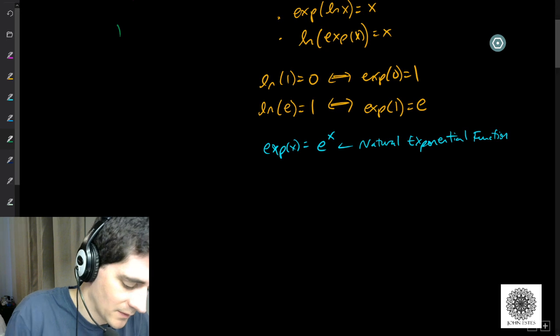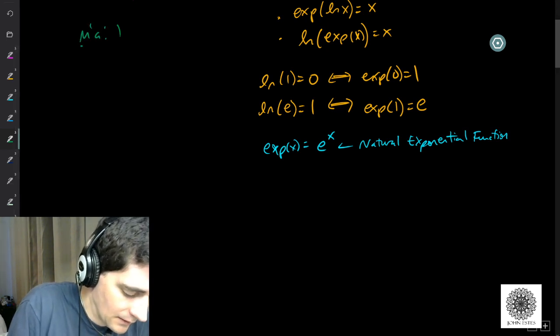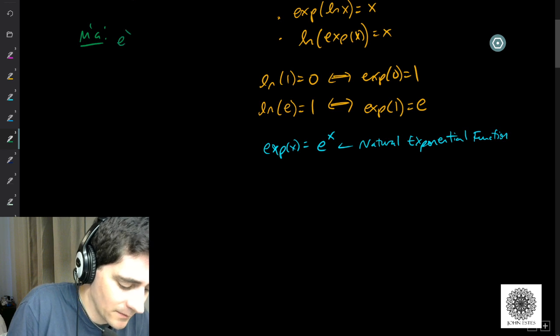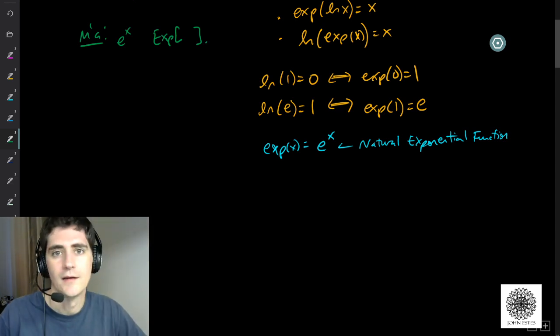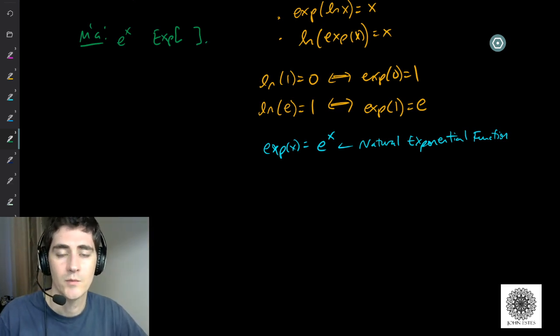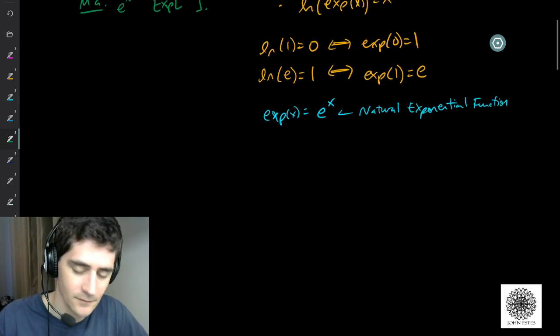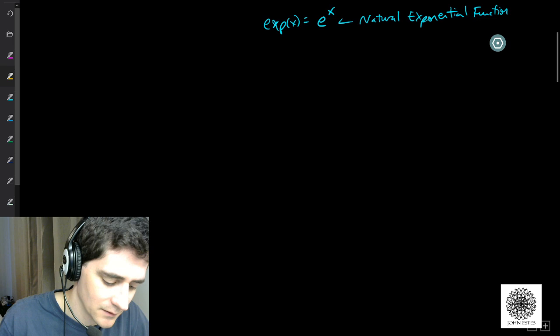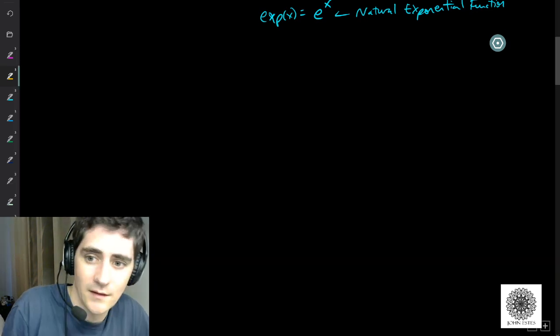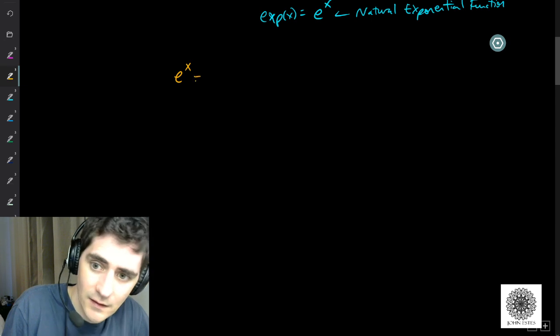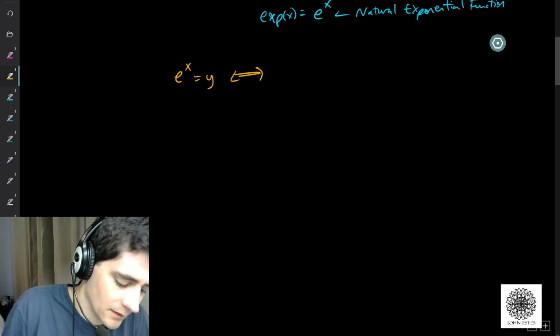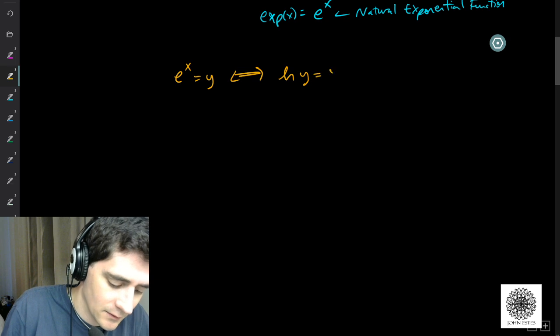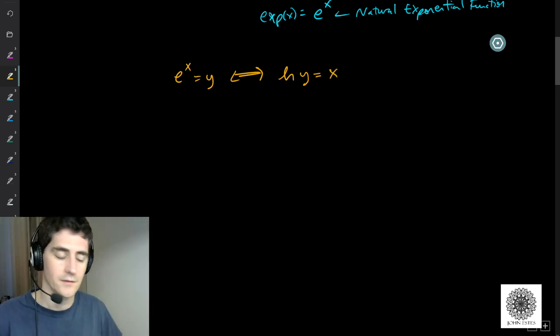Just another note, a Mathematica note here. If you want to say e to the x power in Mathematica, you use the exp function. And if you see in a textbook where they write exp with parentheses, they're talking about e to the x power. It's just another way of expressing it. Because it's an inverse function of ln, we could say that e to the x power equals y if and only if ln of y equals x. So they undo each other again.